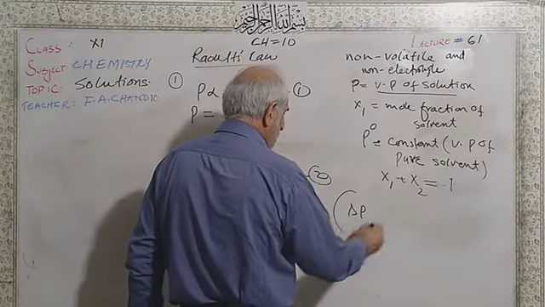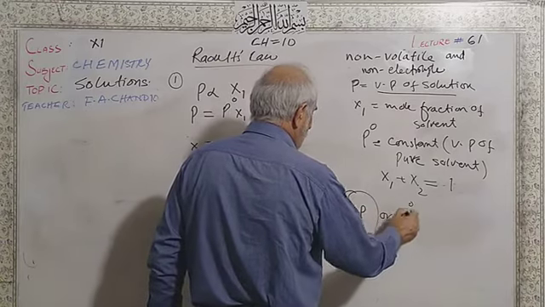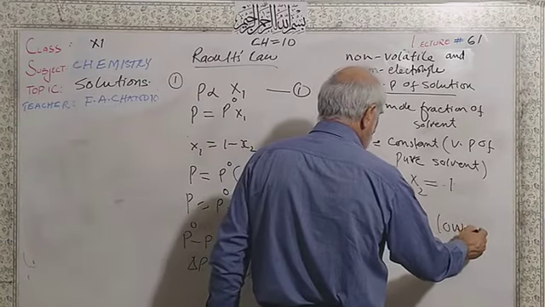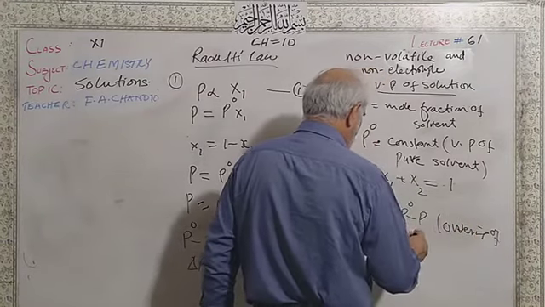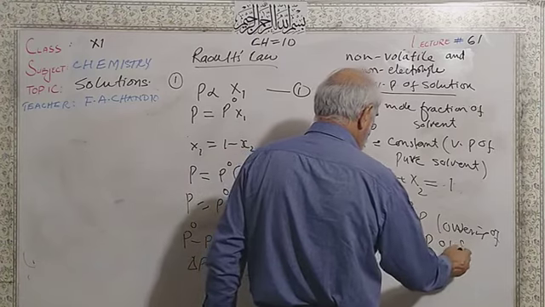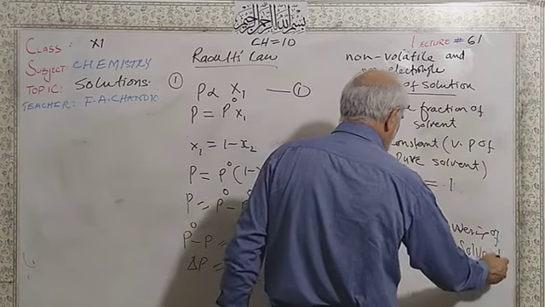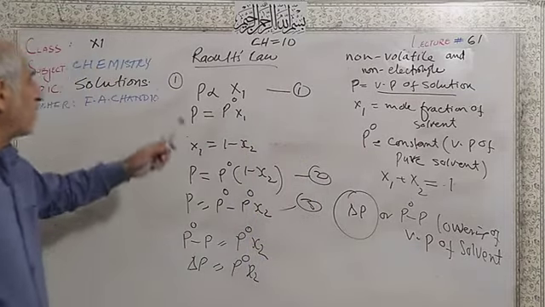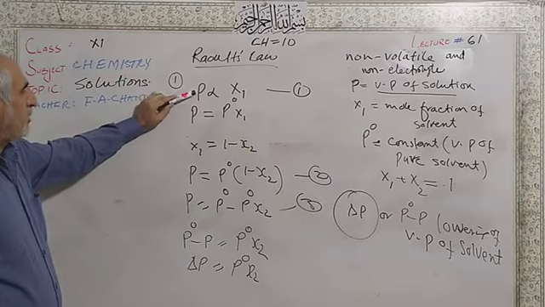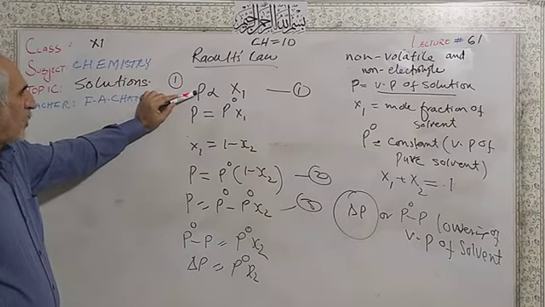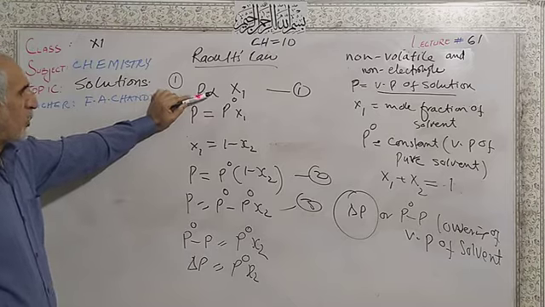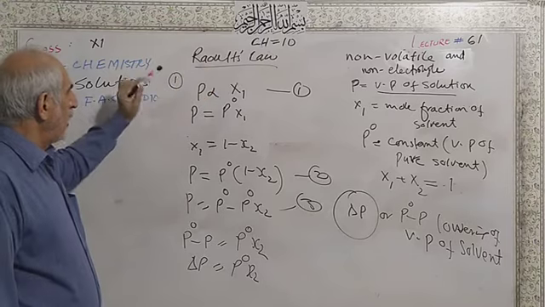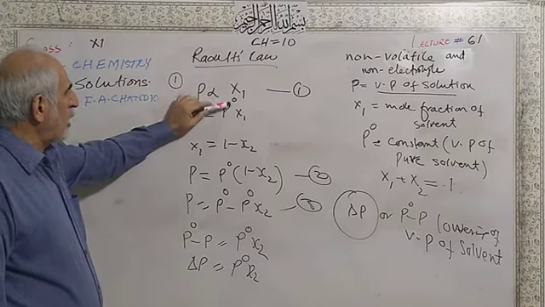So P naught minus P is called lowering in vapor pressure of solvent, delta P, or P naught minus P is the lowering of vapor pressure of solvent. Raoult's law is: P, the vapor pressure of the solution, is directly proportional to the mole fraction of solvent X1. P is equal to P naught X1.